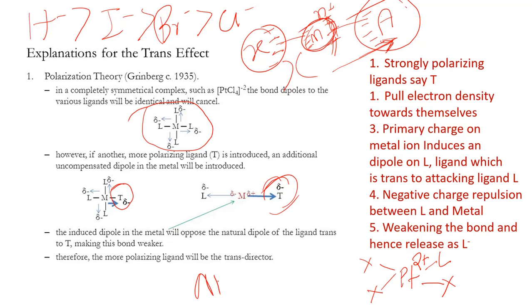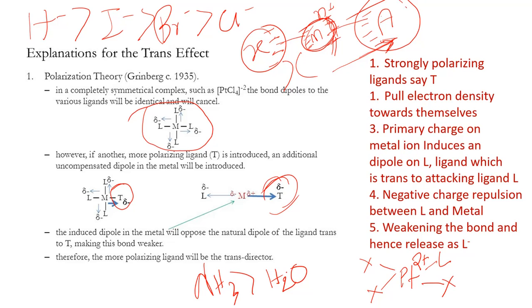Also, ammonia is actually showing a trans effect more than water. Why? Because the more polarizable the ligand is, the more trans-directing order it will have. Like hydride is more polarizable than iodide, whereas iodide is more polarizable than bromide, followed by chloride. Therefore the trans-directing order would be the same between ammonia and water, as ammonia is more polarizable than water and therefore has the same trans-directing order. That is, ammonia has more trans-directing power than water.